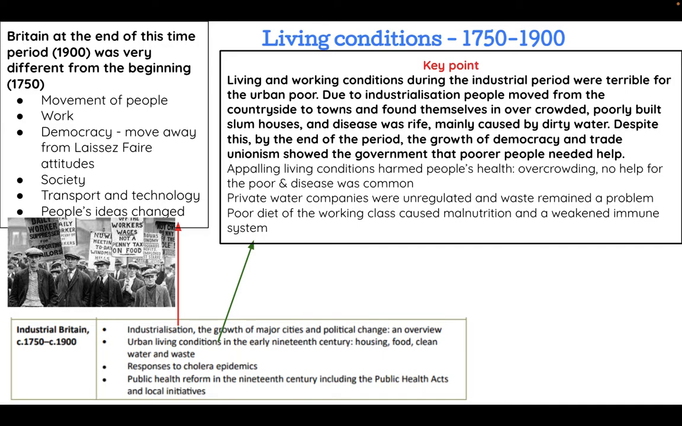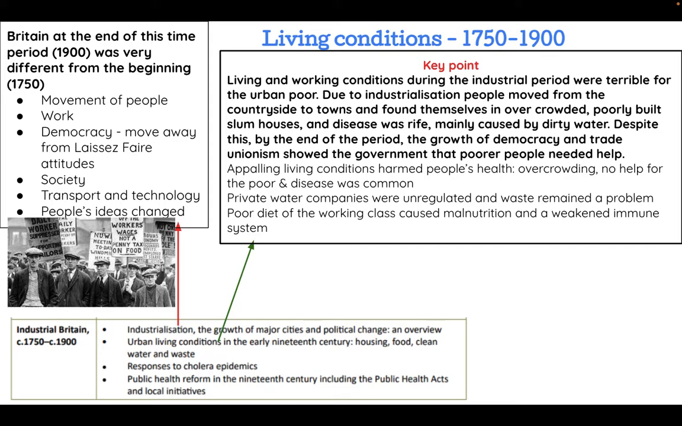Despite this, by the end of the period, the growth of democracy and trade unionism showed the government that poorer people needed help. And I put this image down here of trade unionists campaigning for better pay and conditions and wages. So let's have a look then at what the living conditions were like. First of all, the living conditions were appalling, and the conditions that people lived in directly harmed people's health.